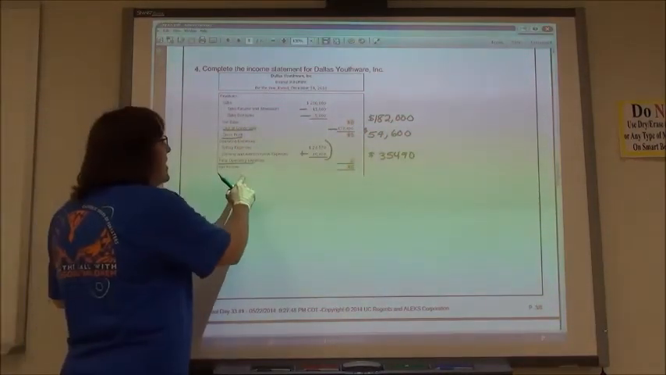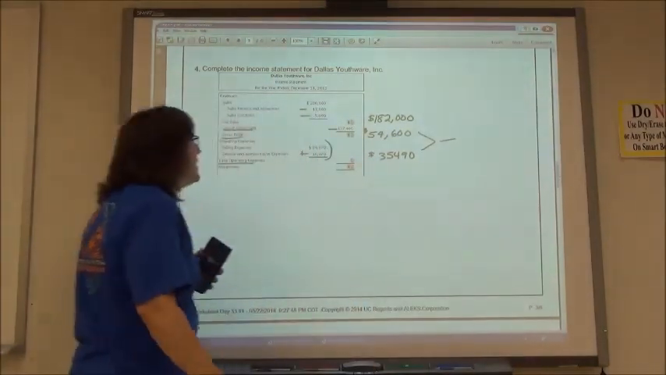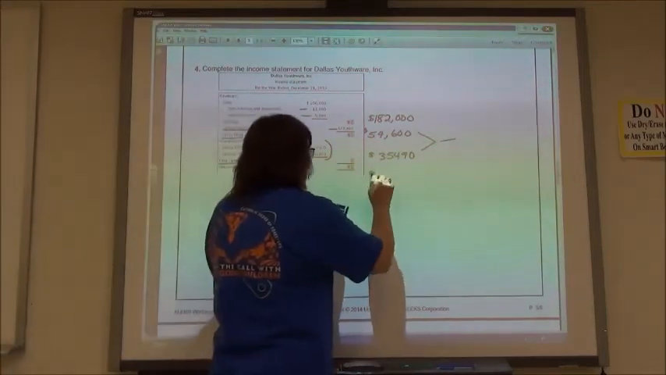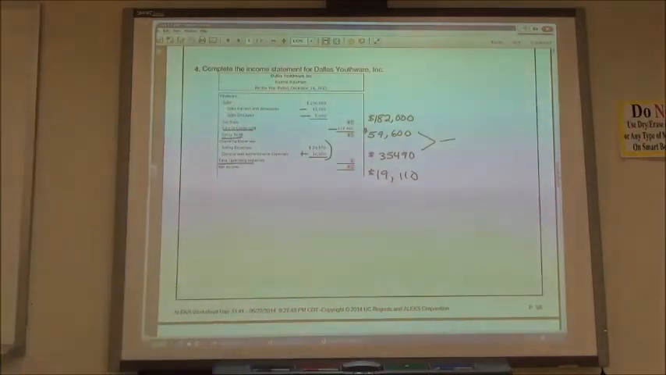At the very end there, they want us to find the net income. To find my net income, I'm going to take my gross profit and I'm going to subtract my expenses. So I'm going to take the 54,600, I'm going to subtract the 35,490, and so my net income, $19,110. Give you a minute to think about that table.